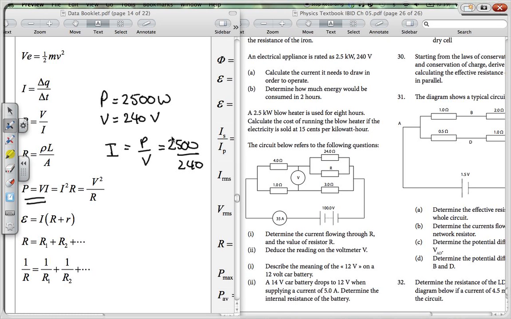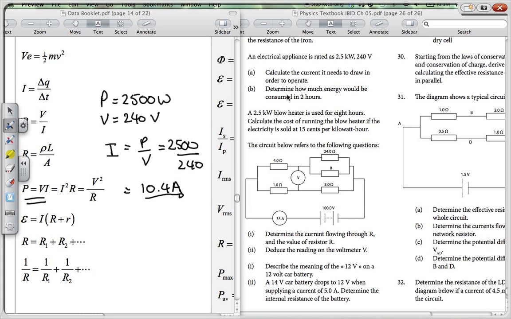Just do that on our calculators. 2500 divided by 240, and we get about 10.4. We see there we're actually to two significant figures, so it's 10.4 amps. I'm going to leave it as 10.4. That's quite significant, but 10 would be fine.